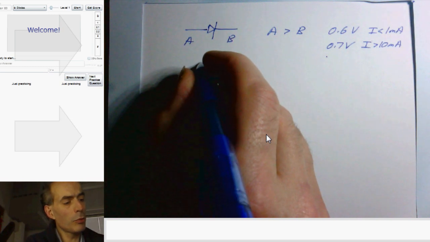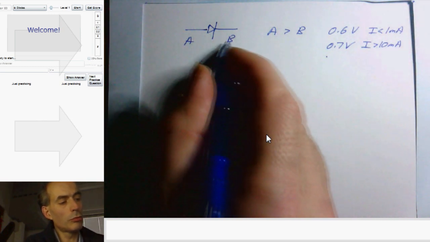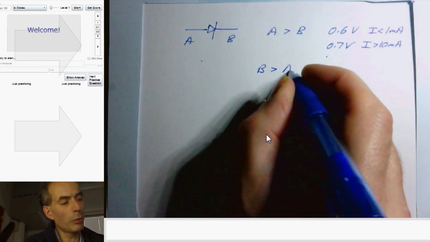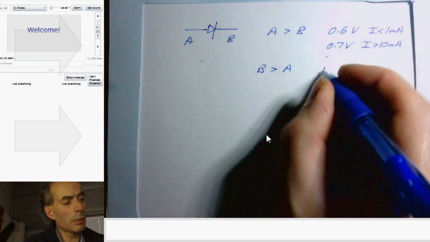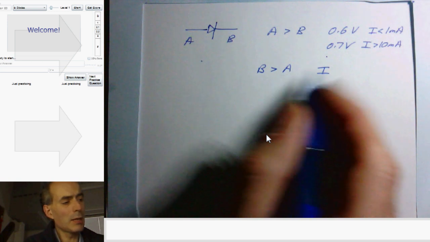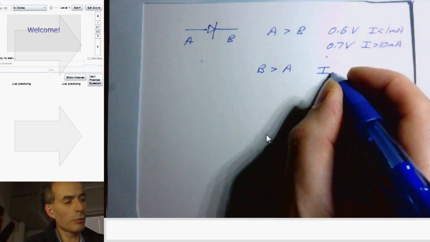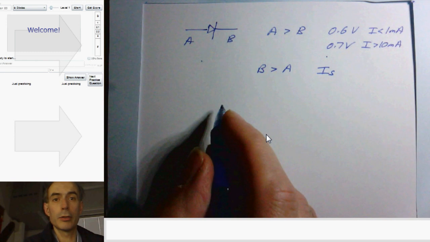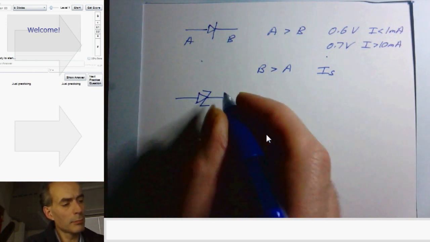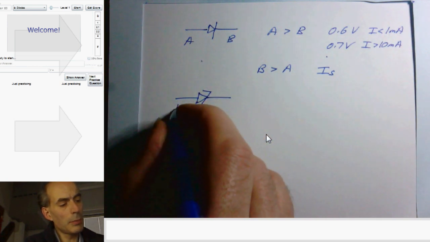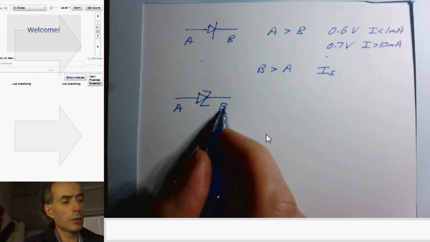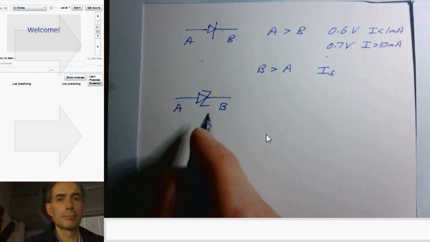The current through a silicon diode which is reverse biased, in other words the voltage at B is greater than the voltage at point A, provided that B is more than about a volt above A, is given by the saturation current of the diode, which should be specified in the question. A Zener diode, provided that A here is greater than B, behaves exactly the same as a silicon diode.